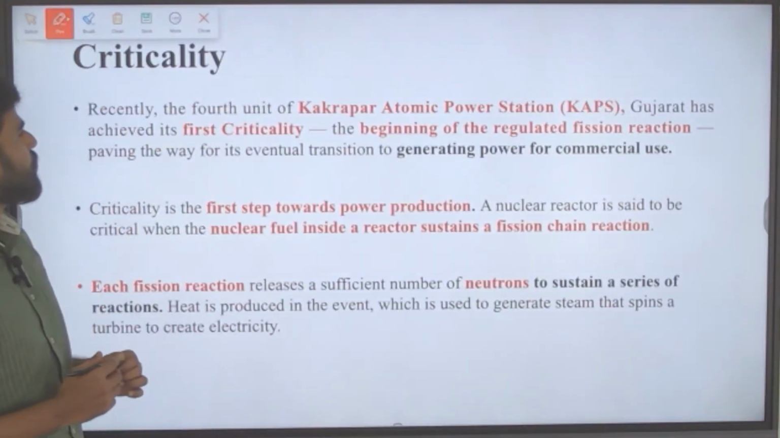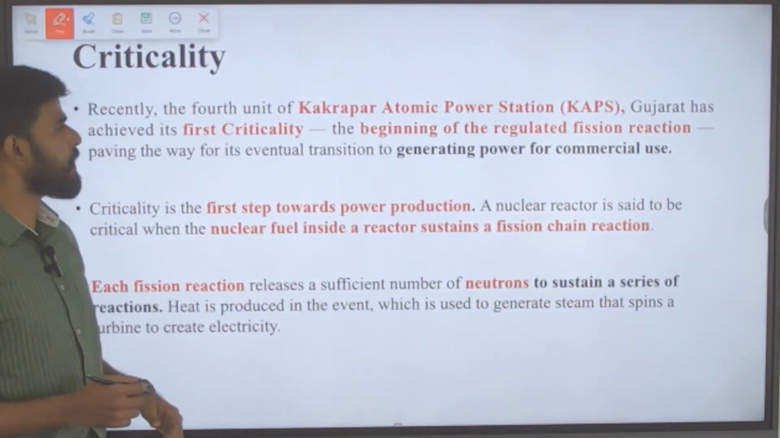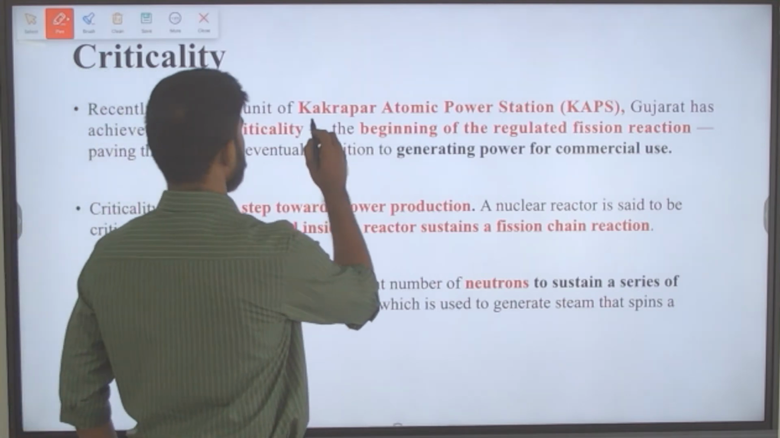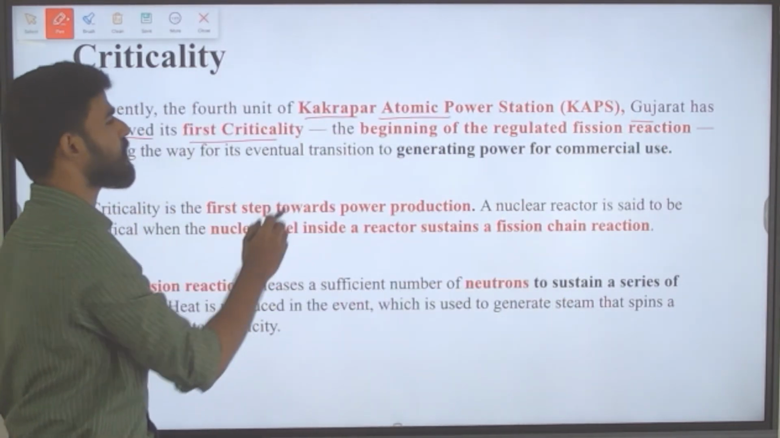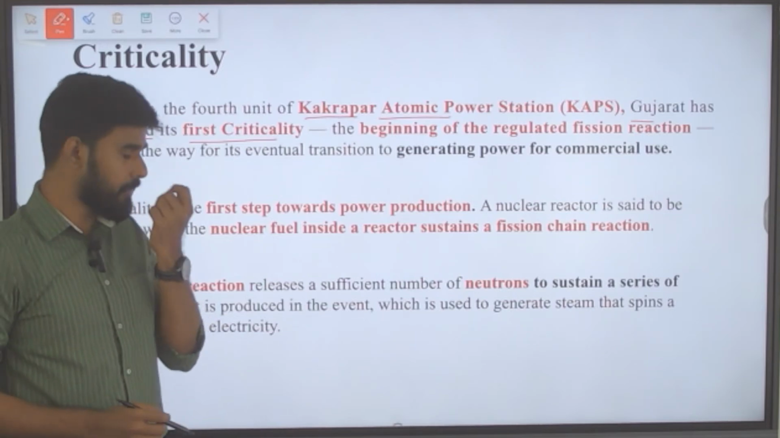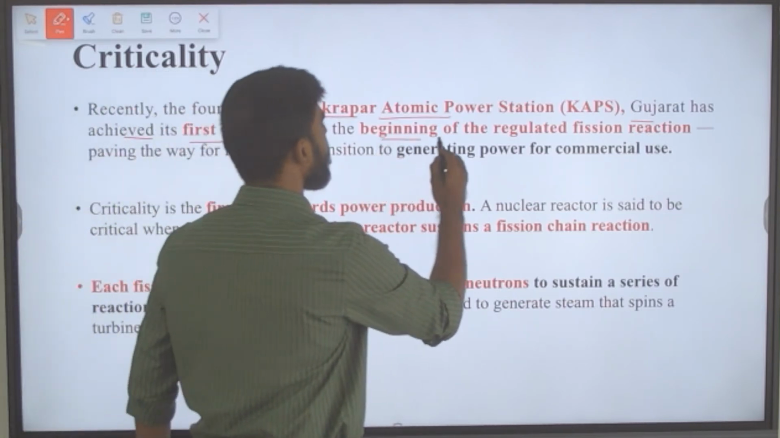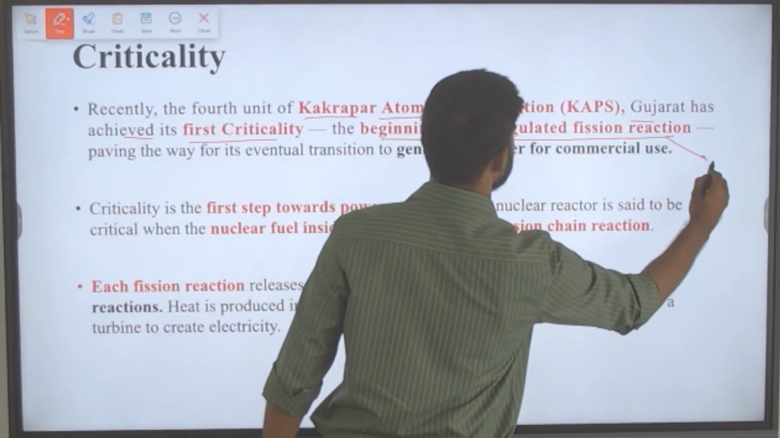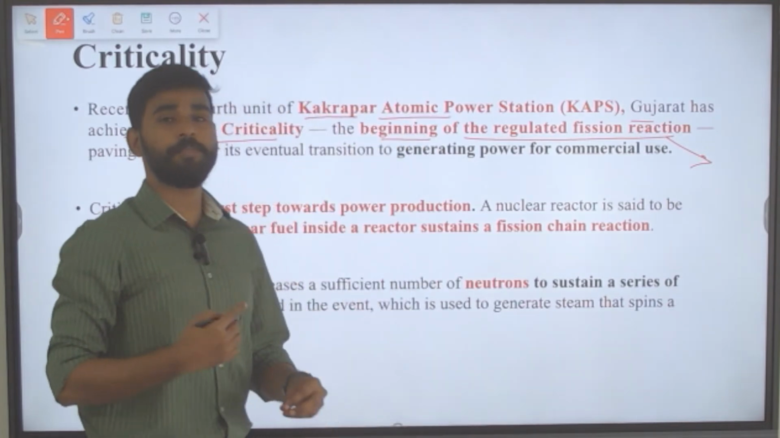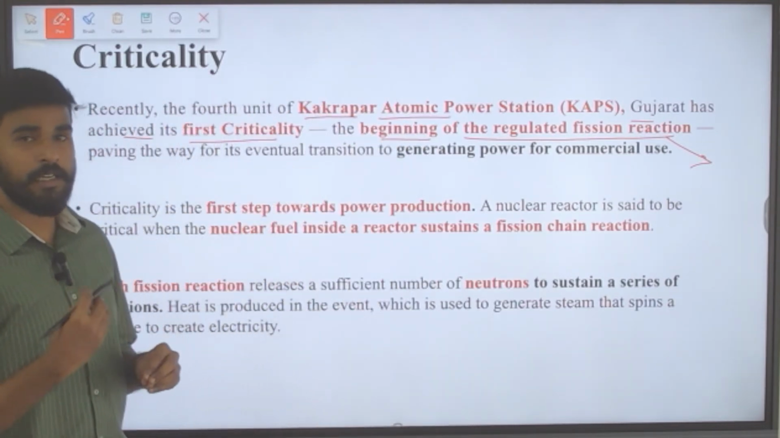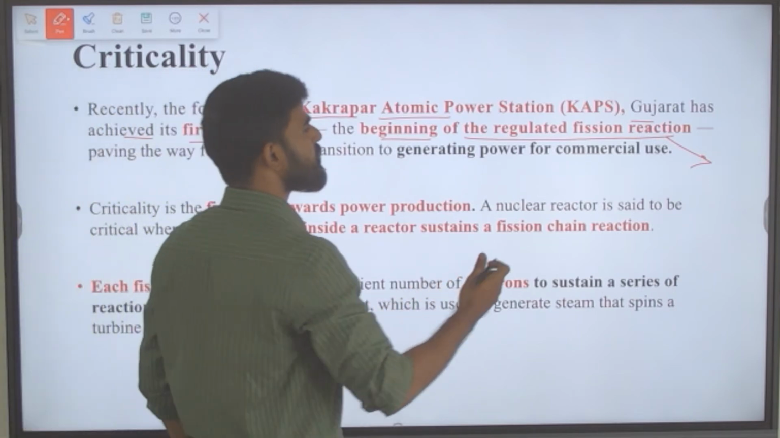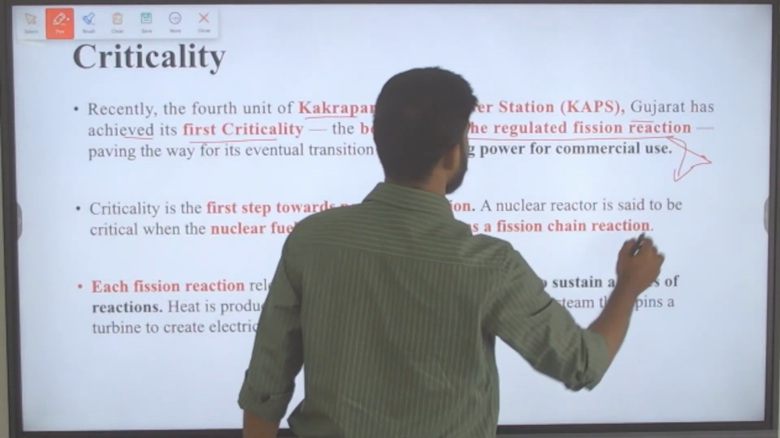So recently, the fourth unit of Kakrapar Atomic Power Station, which is located in Gujarat, has achieved its first criticality. So what is criticality here? It is the beginning of the regulated fission reaction. Beginning of the regulated fission reaction is called criticality. So we must understand what fission reaction is here.